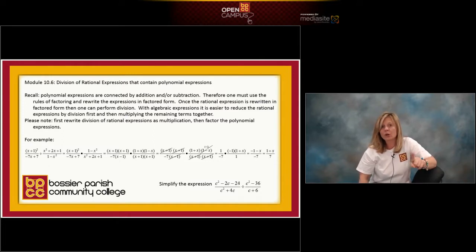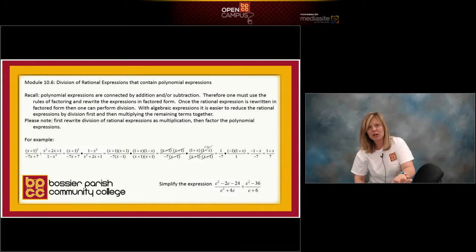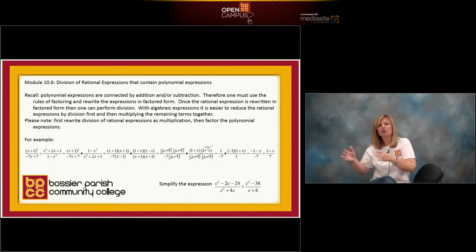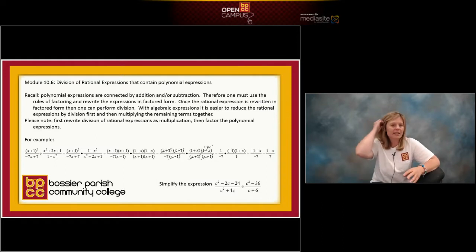Now, I'm going to warn you. The song says, dividing fractions easy as pie, flip the second and multiply. You first must still rewrite the expression as multiplication, and then once it's written as multiplication, you can start your factoring. So if you would just listen to the songs, they're telling you what to do. So let's go to our example on our PowerPoint.